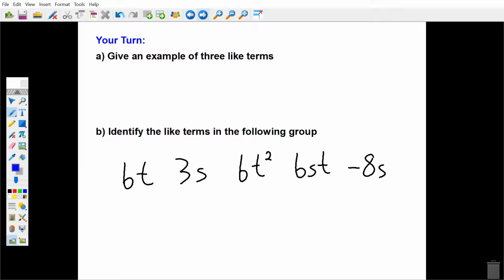For the your turn question, I would like you to give me an example of 3 like terms, and then in part B, I'd like you to identify the like terms in the following group. Please pause and try that now.